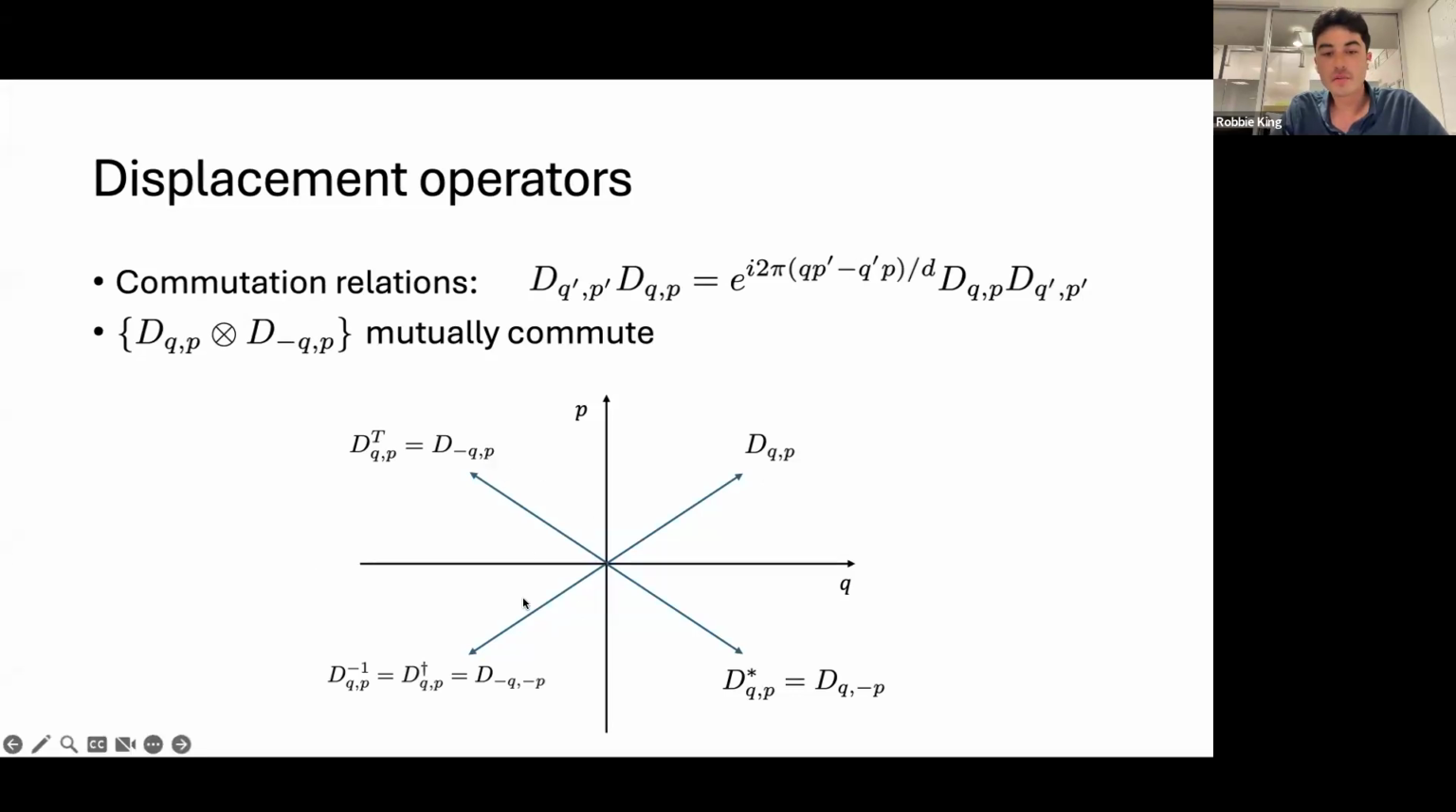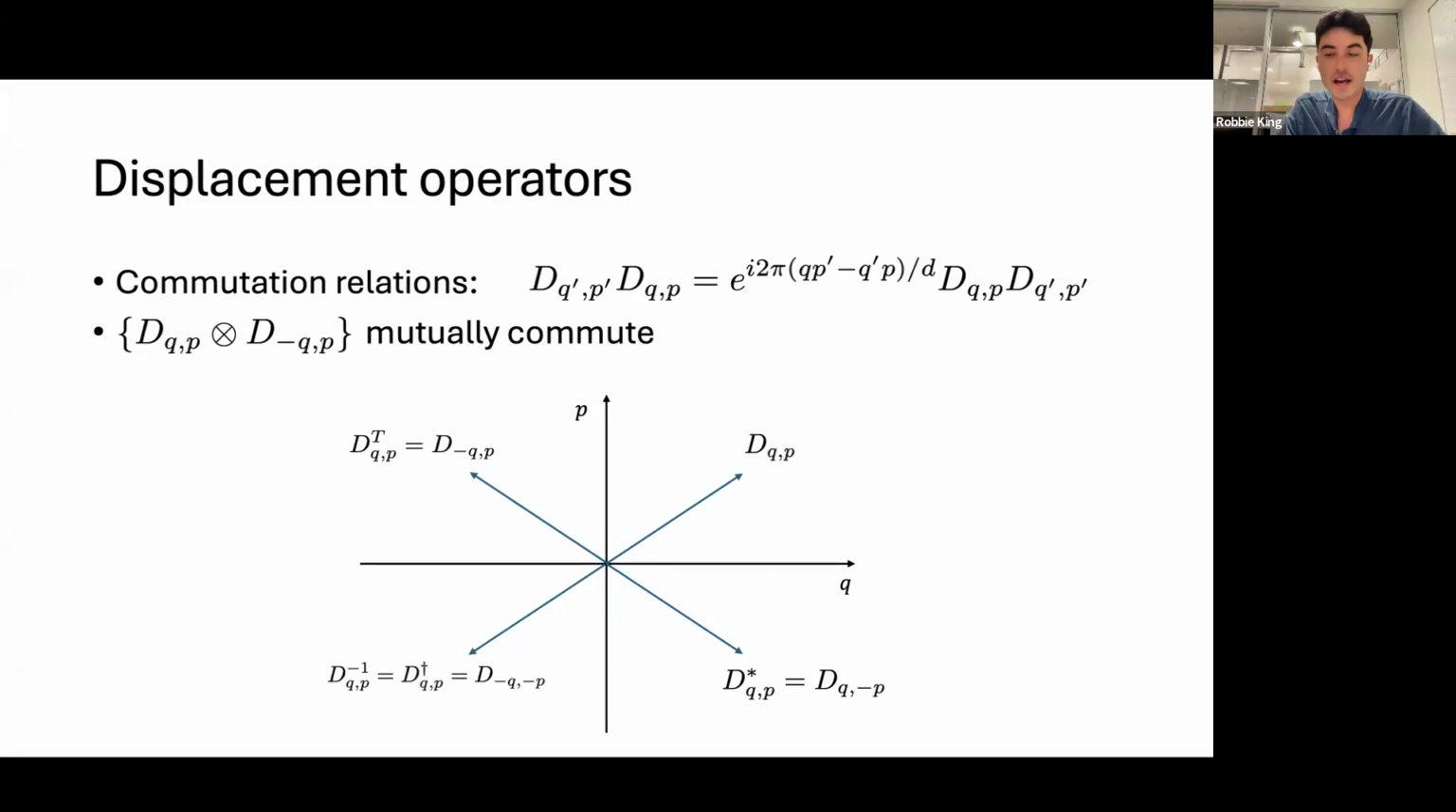By the way, you can view these displacement operators in phase space as unitaries which displace you in phase space. And this Q and P are coordinates which tell you how far to move in position and momentum space, respectively. This is the way in which these operators represent a bosonic system.